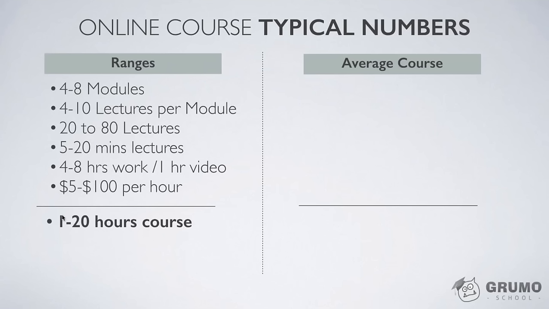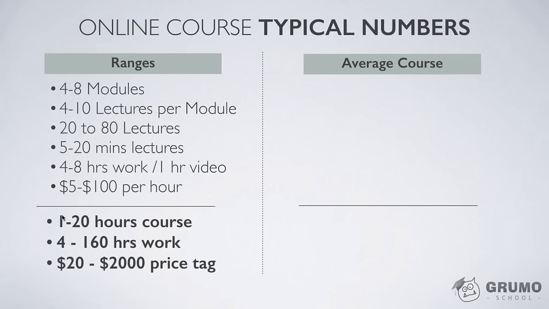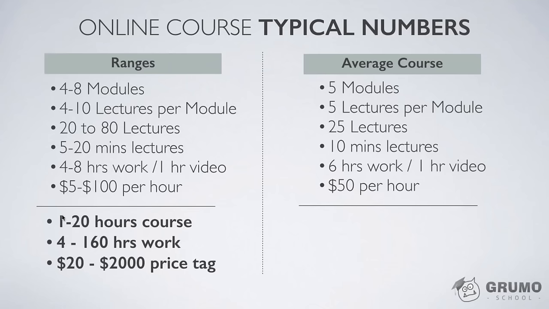So at the end, when you add all this up, the typical course is 1 to 20 hours long, and it can take between 4 and 160 hours of work, not including marketing, and you can charge anywhere from $20 to $2,000, right? So the average course usually has 5 modules, 5 lectures per module, 25 lectures. The lectures are about 10 minutes long, and they could be longer. I'm just talking about averages here. And it takes about 6 hours of work to create 1 hour of video.